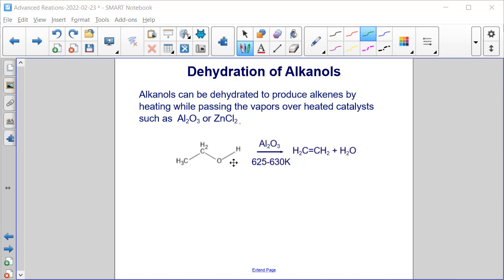Here's an alkanol, our OH group. As we heat it, so really high temperatures here, it will vaporize. And if we pass those vapors over a catalyst of aluminum oxide, we can dehydrate. Remember, dehydrate would be to remove a hydrate group, a water group, and form an alkene. So the alkene would be the double bond between these two carbons. It would mean the removal of this OH group and the removal of one hydrogen here in the formation of that double bond. So we end up with a double bonded alkene and water.